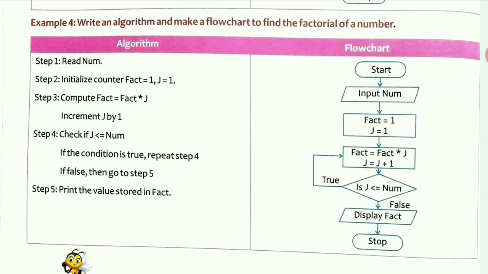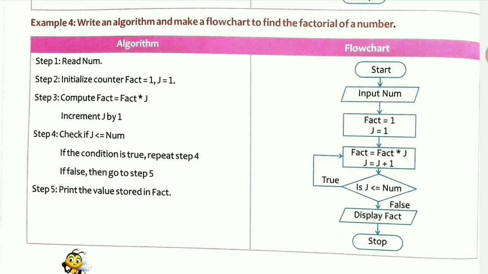In this we are doing the loop as you do in the programs for loop. So for loop is done in this way in the algo. In step 4, check if j is less than num. If the condition is true, repeat step 4, and if false, then go to step 5.